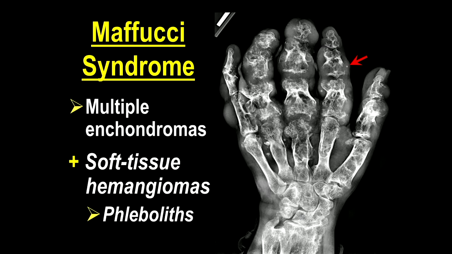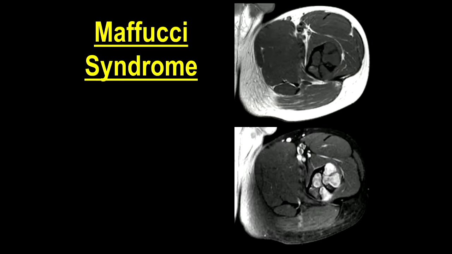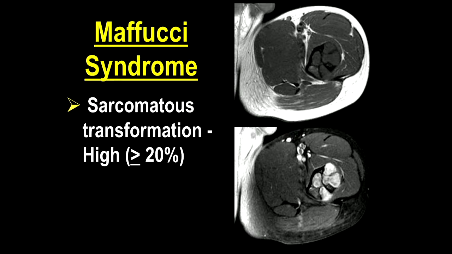In Maffucci syndrome, there are also multiple enchondromas, but in addition, we look for the presence of soft tissue hemangiomas that we can identify radiographically by the presence of phleboliths. With Maffucci syndrome, there's a particularly high rate of sarcomatous transformation, often quoted as 20% or more.